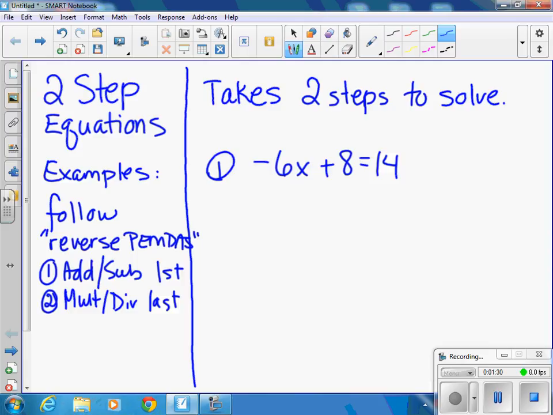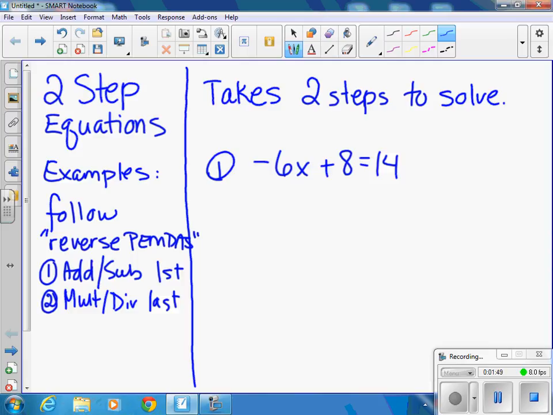So all I'm looking at is my side that has X. So the 14 I'm not looking at all because that has no variable with it right now. I'm looking at the side that has the variable. Negative 6 is one of the numbers that needs to go, and 8 is also one of the numbers that needs to go. Now, just like in the slasher movies, there's safety in numbers.